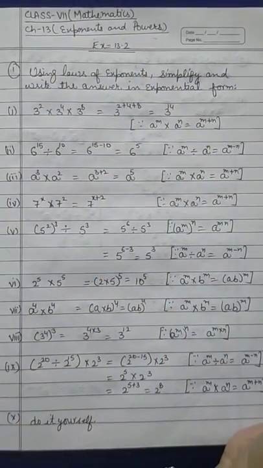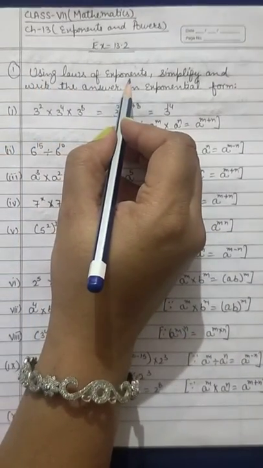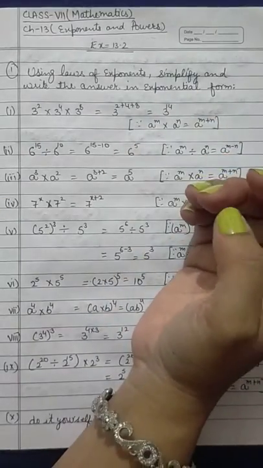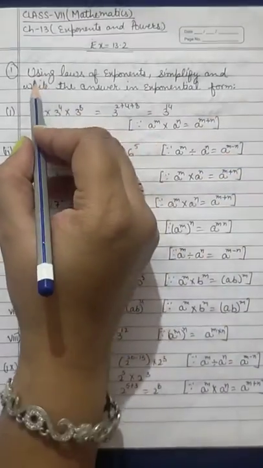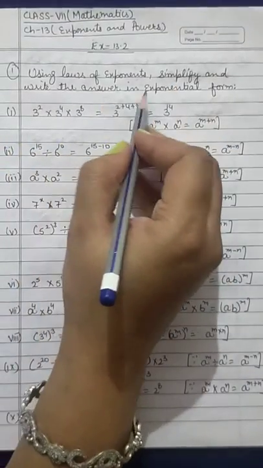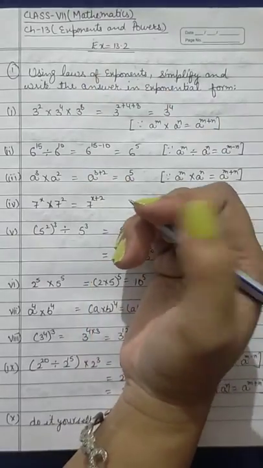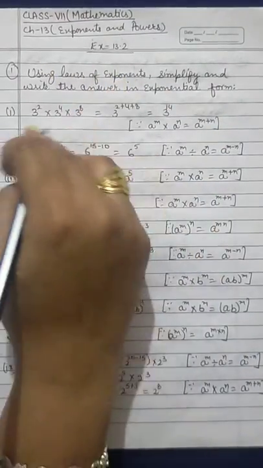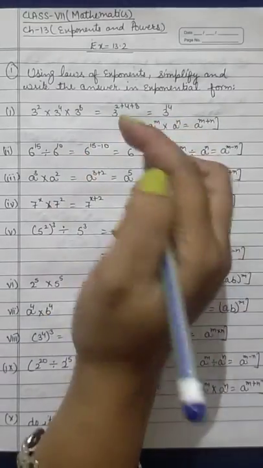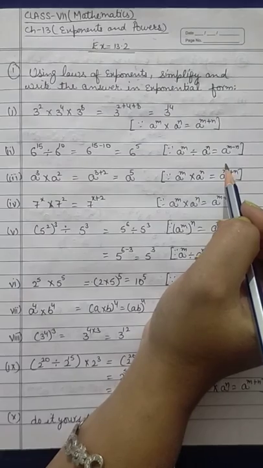So here in question number 1, see what they're asking: using laws of exponents, which we have done in the introduction of this exercise, simplify and write the answer in the exponential form. Meaning, by using the laws of exponents, we will simplify these sums, and at the end we write their answer in the form of powers, in exponential form. So let's start it now.